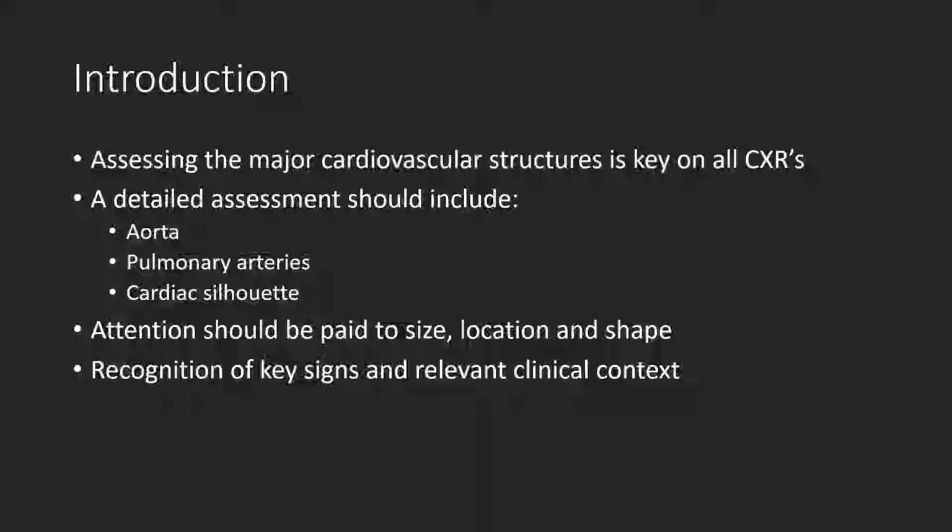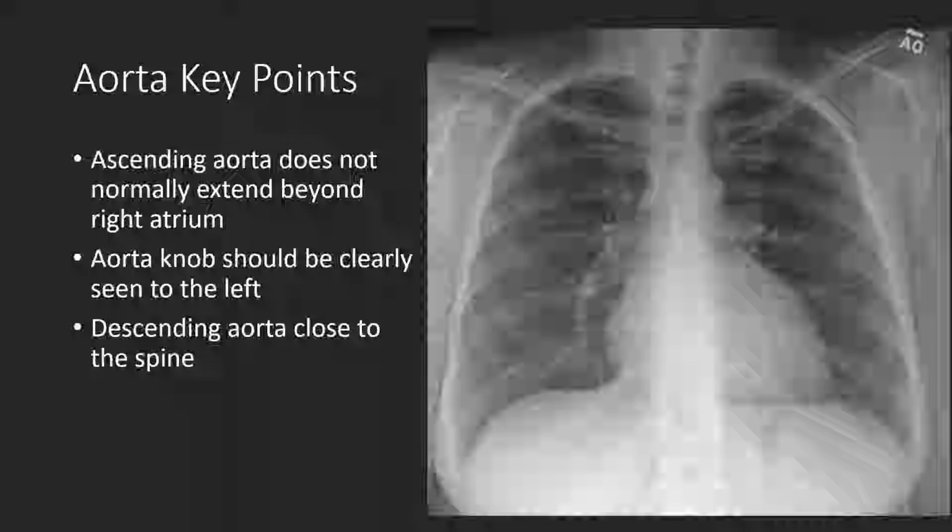We'll be discussing some key signs that can be used to help identify abnormalities of these cardiovascular structures, as well as some important clinical clues that can help arrive at a more specific diagnosis and guide additional imaging if necessary. Let's first focus on the aorta.